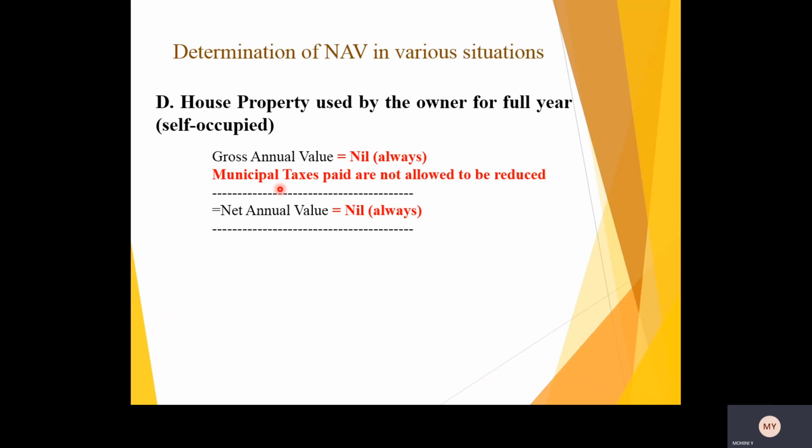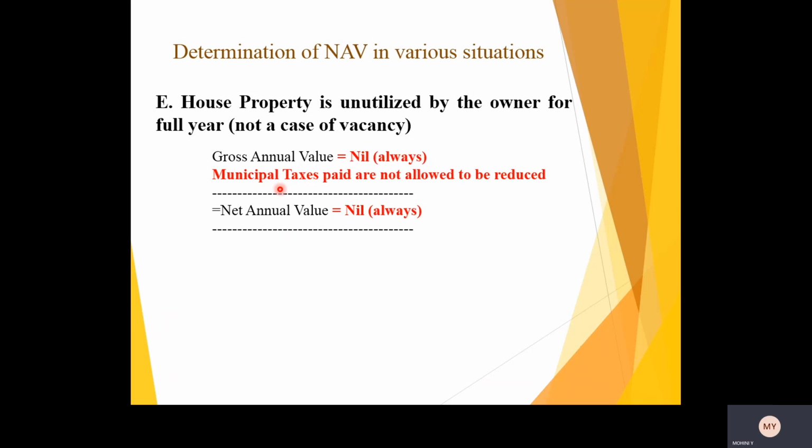This is point E, that is house property is unutilized by the owner for the full year. The word unutilized is different from the word vacancy. Unutilized means that the owner still has possession of the property, but he is not able to utilize it. He is not able to reside in that property. He is not able to use that property for his residential purposes.